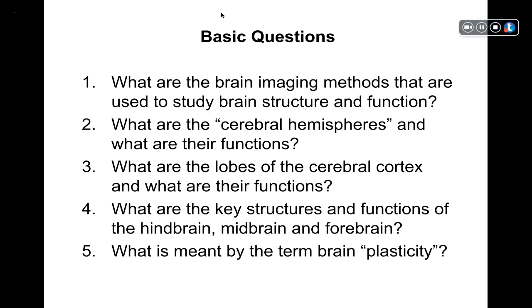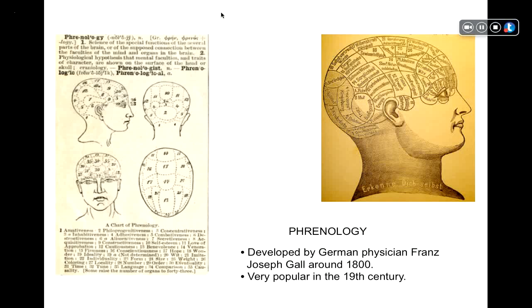What are the cerebral hemispheres and what are their functions? What are the lobes of the cerebral cortex and what are their functions? What are the key structures and functions of the hindbrain, midbrain, and forebrain? What is meant by the term brain plasticity?